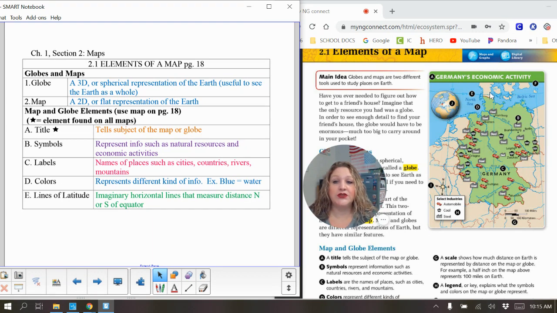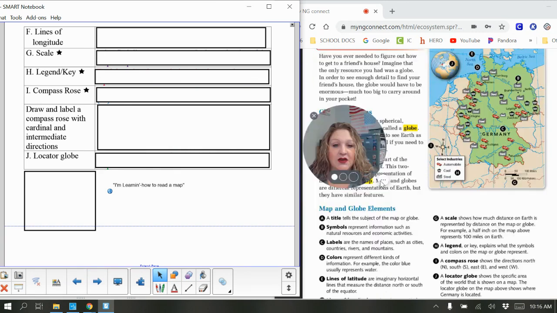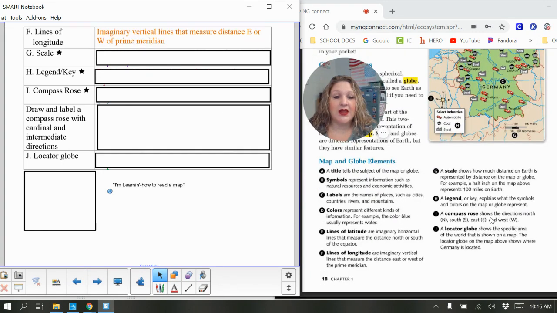Okay, so we're going to move on to the next one, which is F, lines of longitude. Lines of longitude are imaginary vertical lines that measure the distance east or west of the prime meridian. So up in the notes where I put E and W, that stands for east or west. That's pretty much how I do most of our directions. When I put them in, I'll use N for north, S for south, E for east, W for west. Those are usually pretty easy to remember and understand.